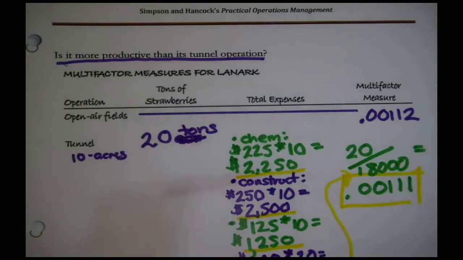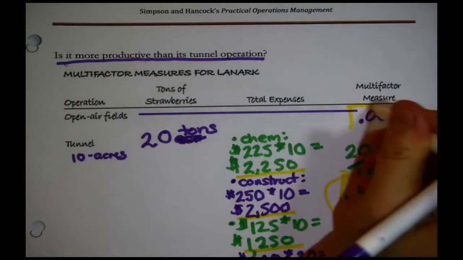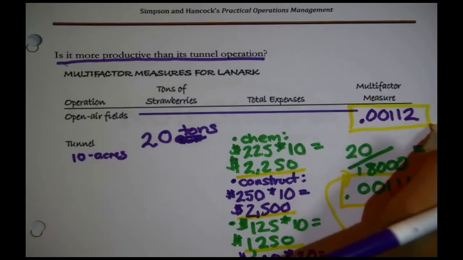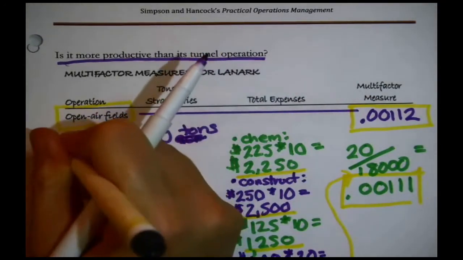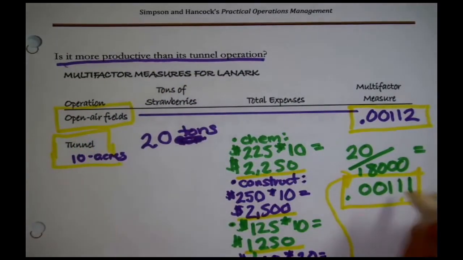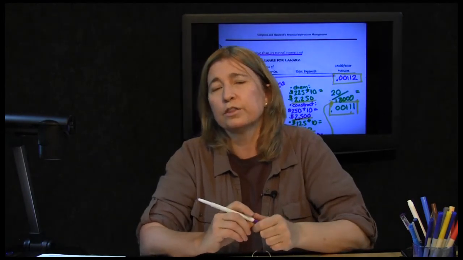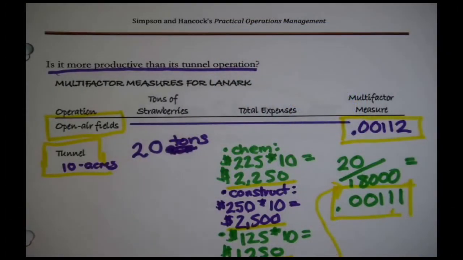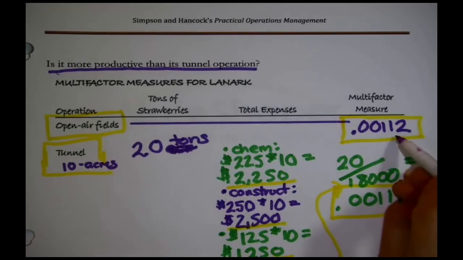Well, what you want to do is look at, remember this is the number we got last time for the open air fields. This is the number that we get for the tunnel operation. To answer the question, you want to compare those two numbers, because the higher number wins. In this type of analysis, the higher number is indicating greater productivity, the lower number less productivity. The question is are the open air fields more productive than the tunnel operation? Just quoting exactly what's on the paper, open air fields has a slightly higher number.